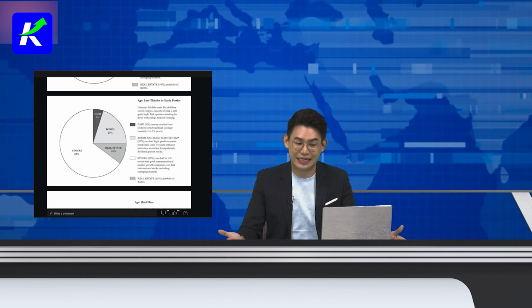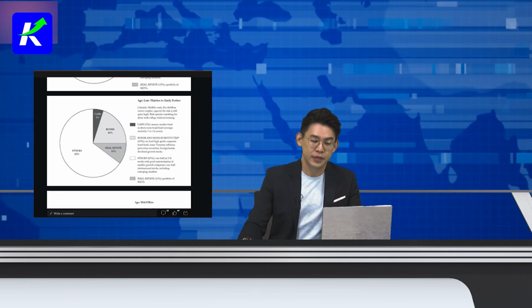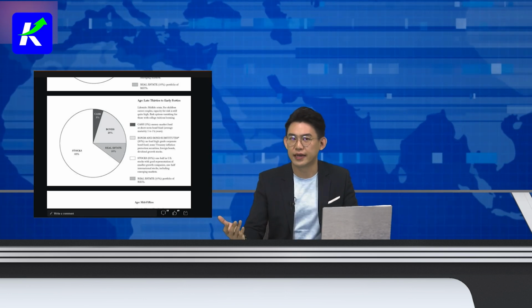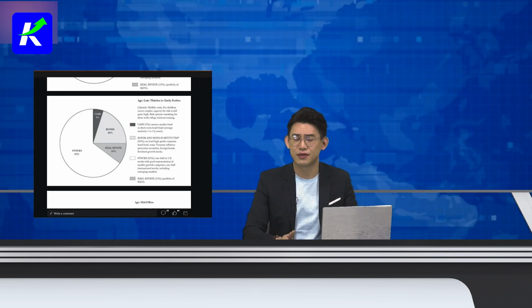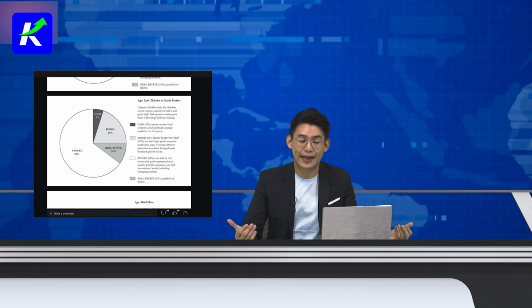So if you are late 30s to early 40s, all right? Late 30s to early 40s, it could be like 36 onwards. Which means that next year I'll be in the late 30s, all right? So these are the portfolios that I can use.